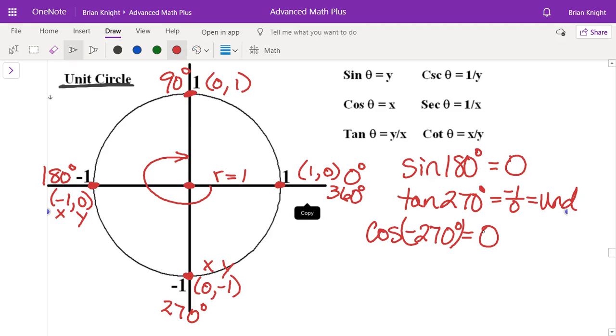You just got to make sure you understand. Sine is equal to y. Cosine is equal to x. Tangent's y over x. This will also go when we get to do identities. If tangent equals y over x, and sine is y and cosine is x, you can say tangent equals sine over cosine. But that's for another day.